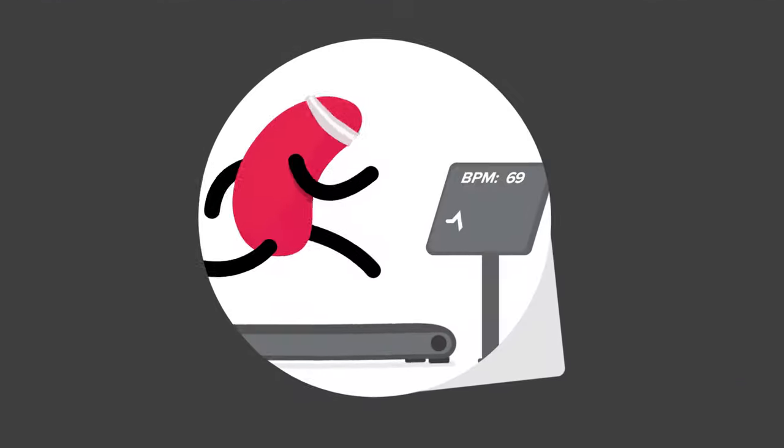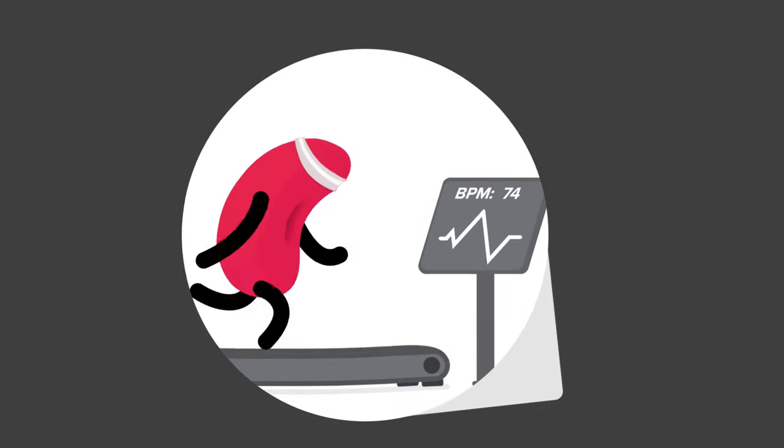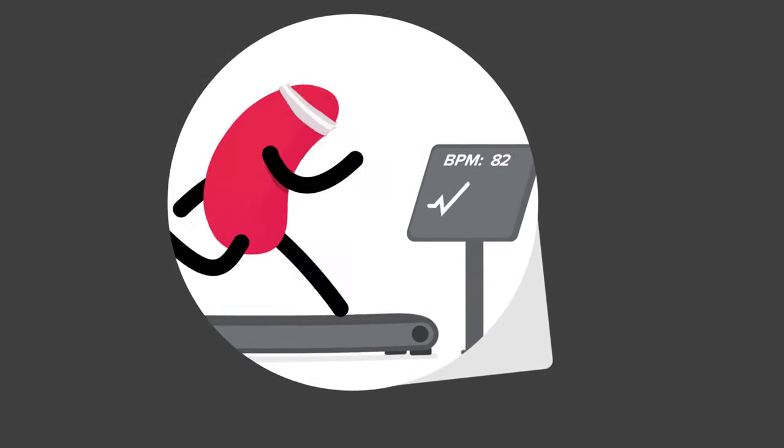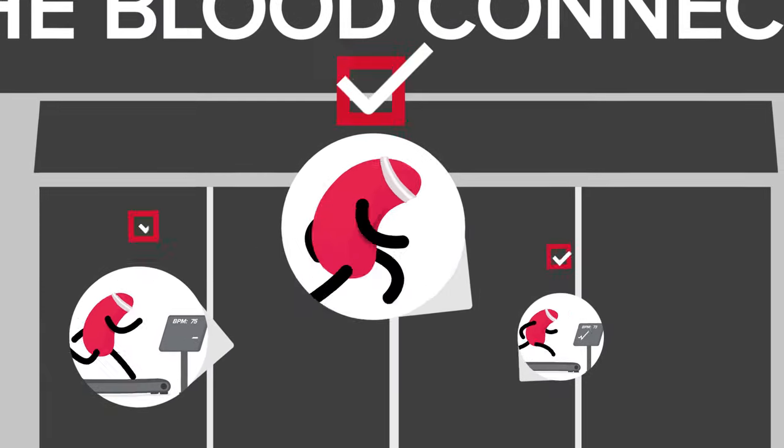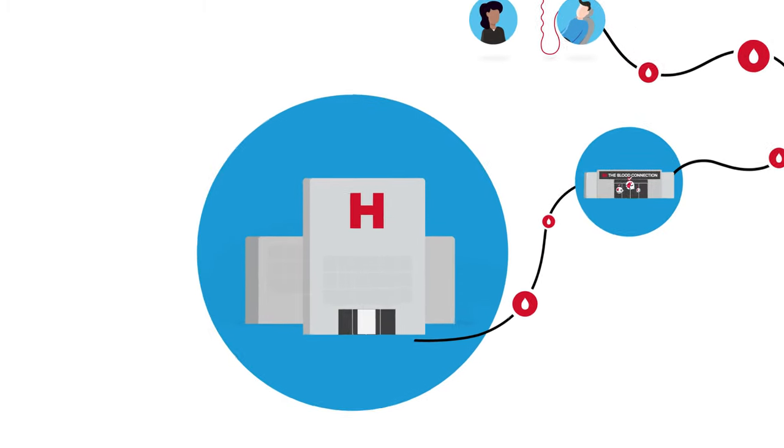At the Blood Connection, we collect all of the blood and test it for anything that shouldn't be there. That's just to make sure the blood is all good for the patient. And when it passes with flying red colors, your blood travels to local hospital patients in need.